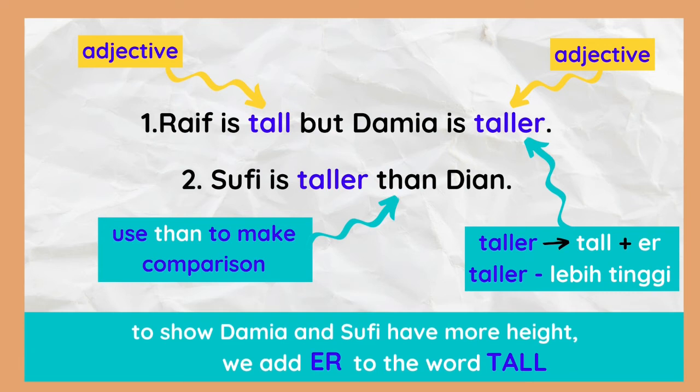Class, when we make comparison between two subjects, we modify the adjective. Kita melakukan perubahan pada perkataan adjektif. For example, tall and taller. To show Damia and Sufi have more height, we add er to the word tall. Kita tambah huruf er pada perkataan tinggi.